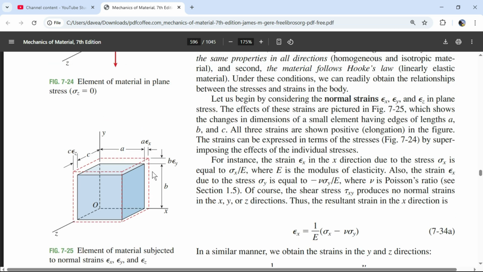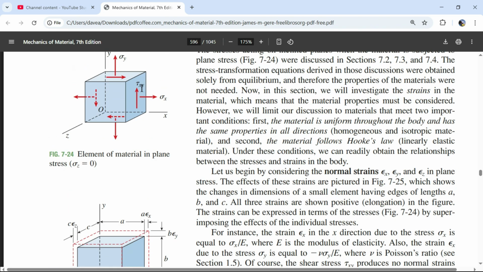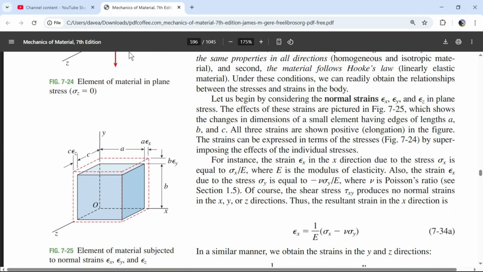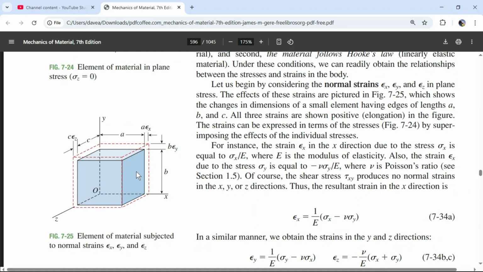For just our generic stresses, we're going to be pulling in the X and pulling in the Y. So therefore, we're going to get changes in the X direction and changes in the Y direction. Now it seems like we might not get changes in the Z direction, but Poisson's ratio says that if we pull on something axially, it's going to lengthen in this direction for sure, but it's also going to squeeze in on the other four surfaces.